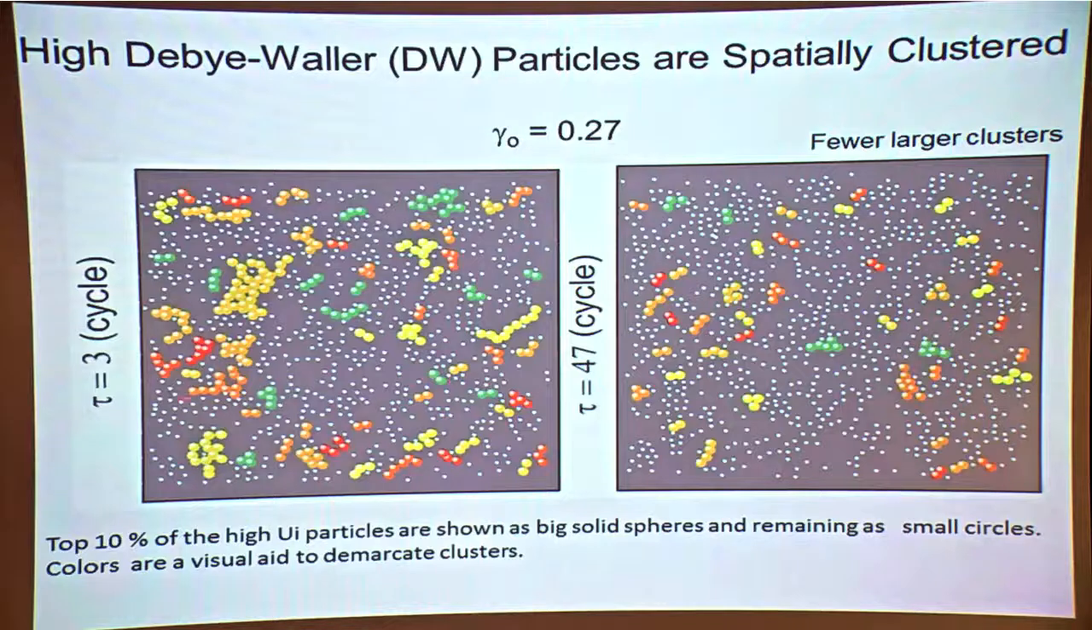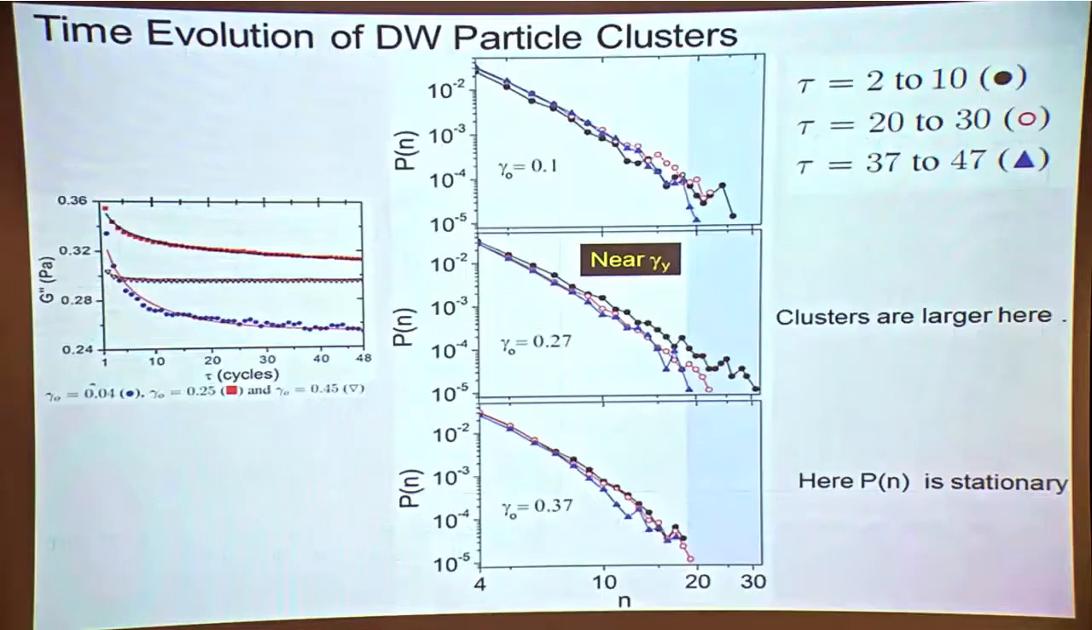So for example, at a given gamma naught very close to yielding, at the end of the third cycle, we have these clusters, defined by the top 10% of the high Debye-Waller factor. So we take a cutoff, say which particles have high u_i, and color them, slightly increasing their size to make them clear, and all others are other particles. And you can see that as you go more and more cycles, you have fewer, larger clusters, and they still persist even after 47 cycles. And we quantify how many clusters of which size of high Debye-Waller particles there are. This is our measure, and this is how it looks.